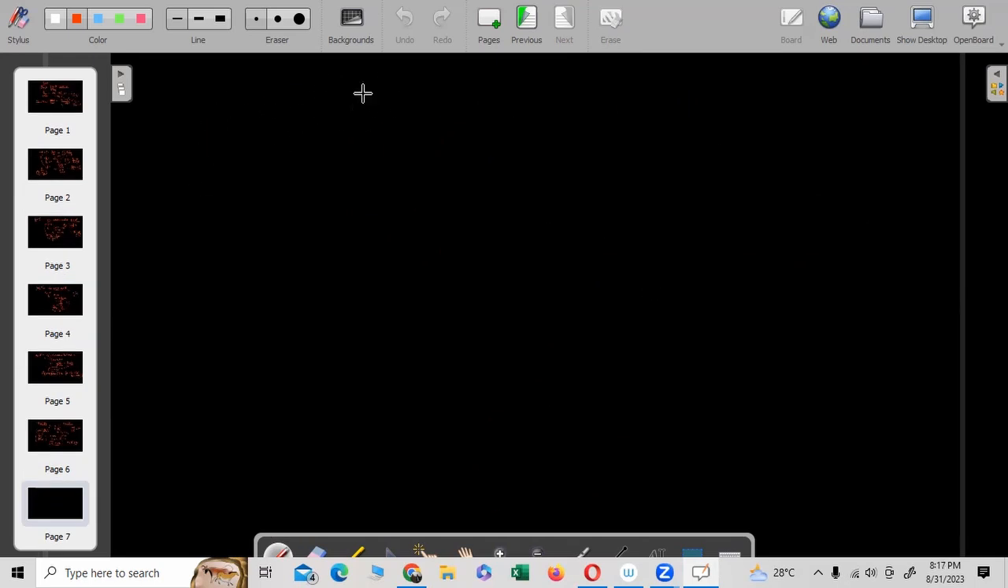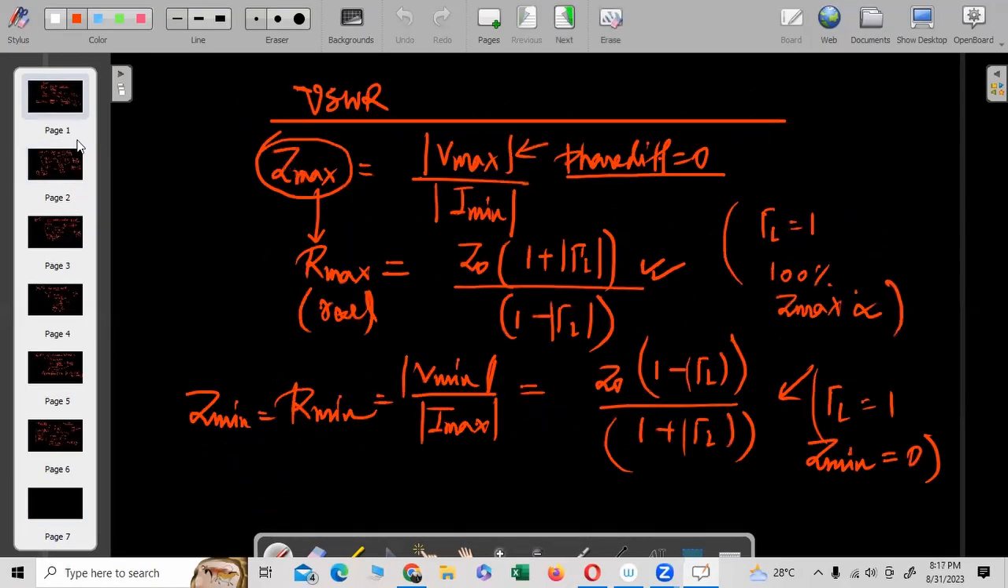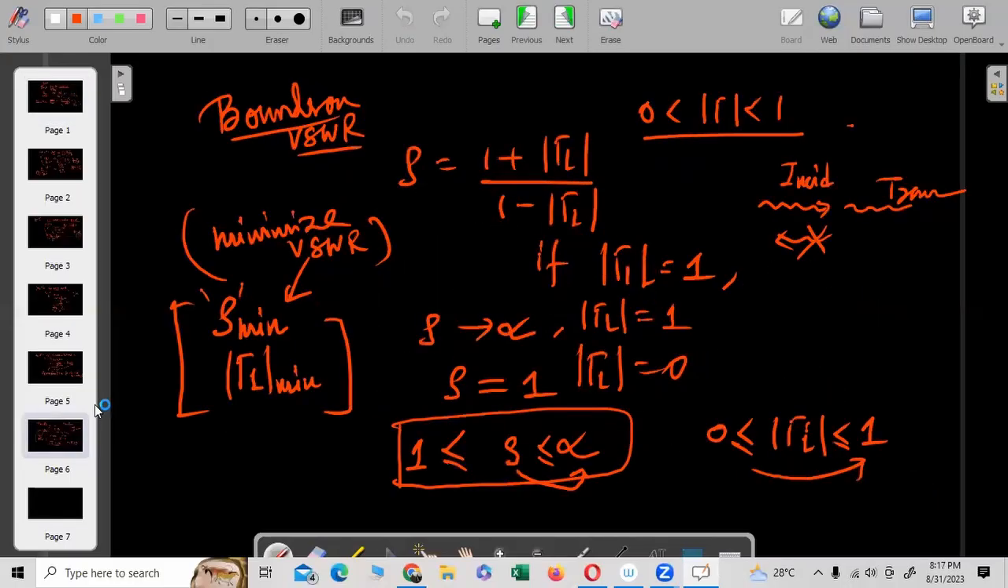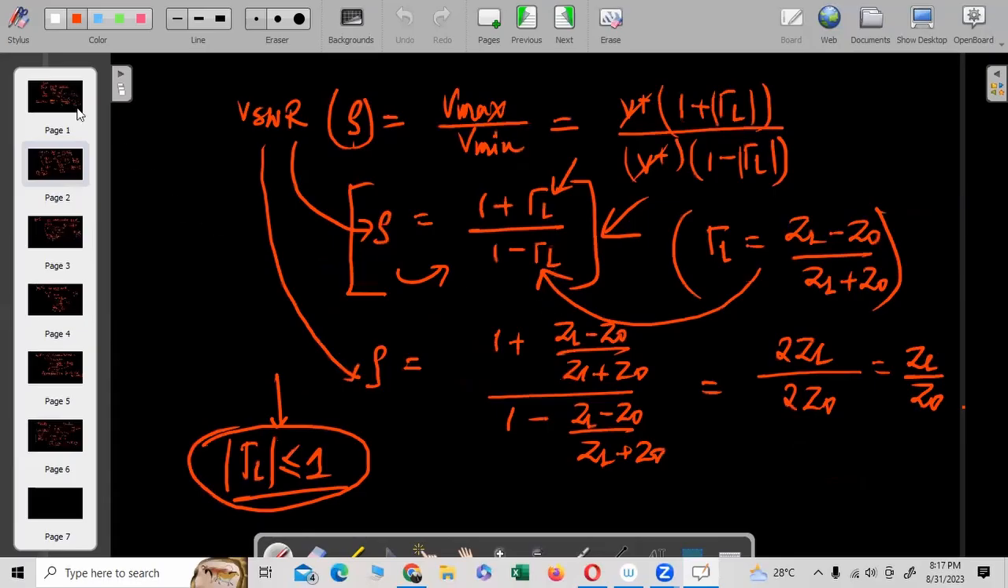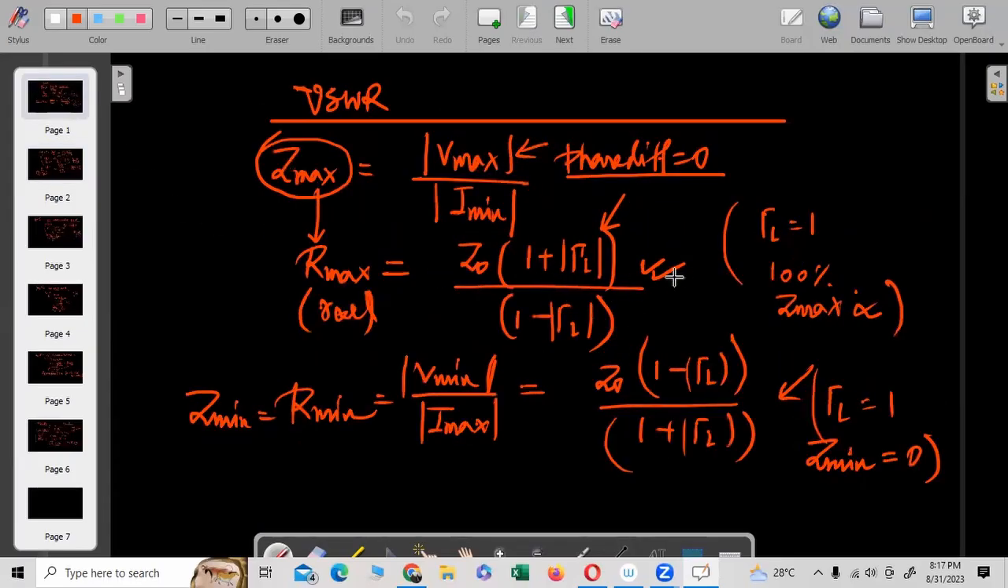Another formula may come, just repetition I'm telling. Here also I can write where I've written Rmax and all. Rmax is nothing but this one. And what is your VSWR? Check, what is the formula? This one, (1 plus gamma) and (1 minus gamma), correct? So here you can write Z naught into rho, correct? And here you can write Z naught divided by rho. This is your Rmin. So some question may come like that also.